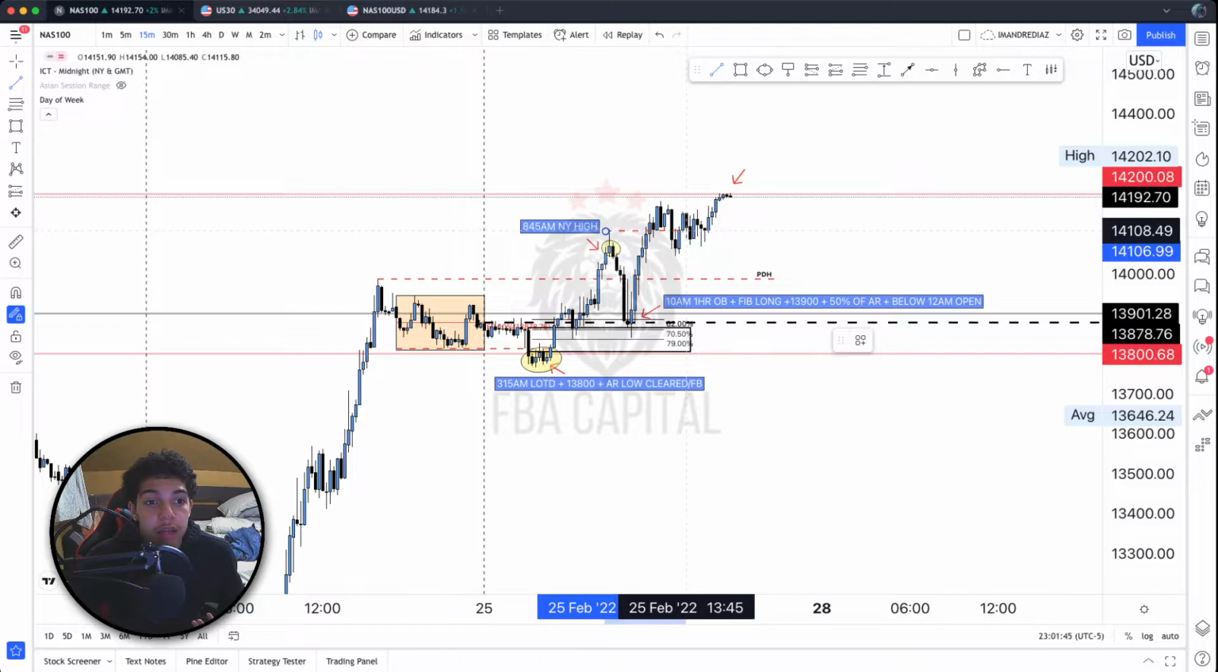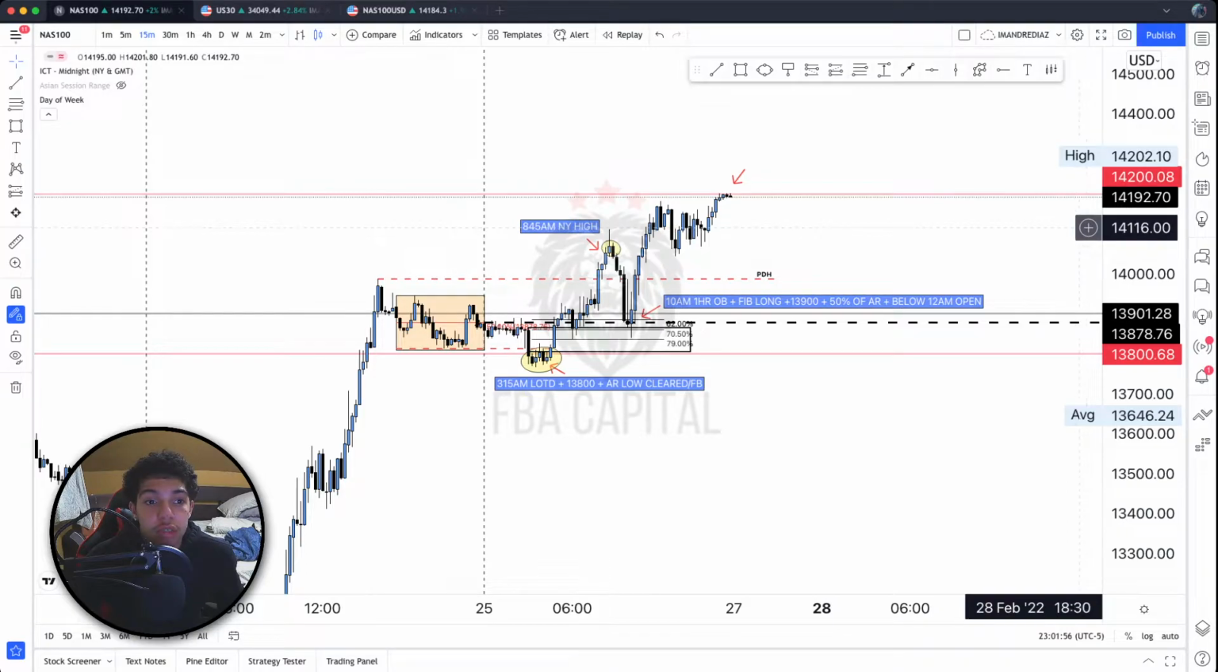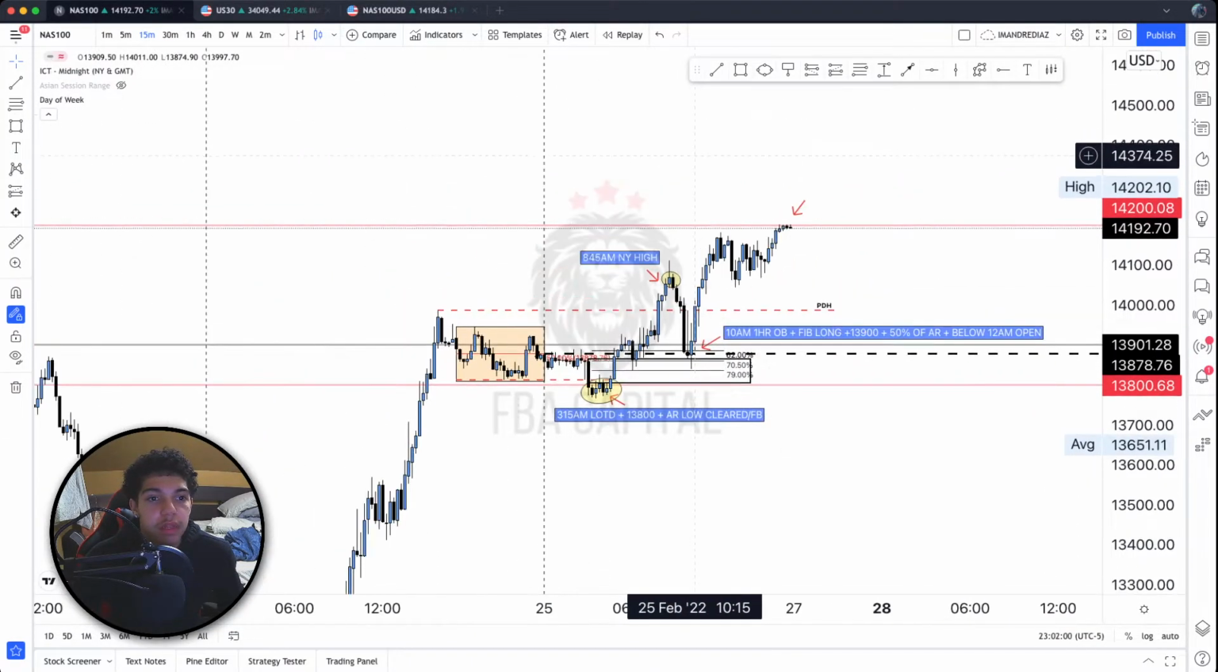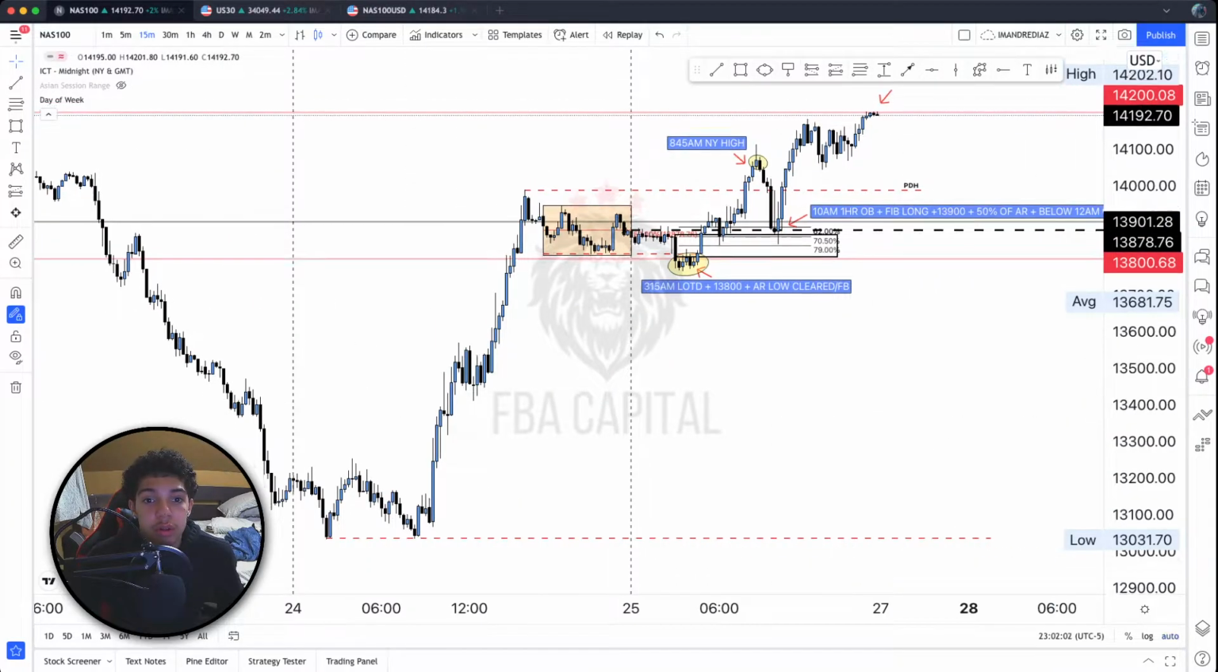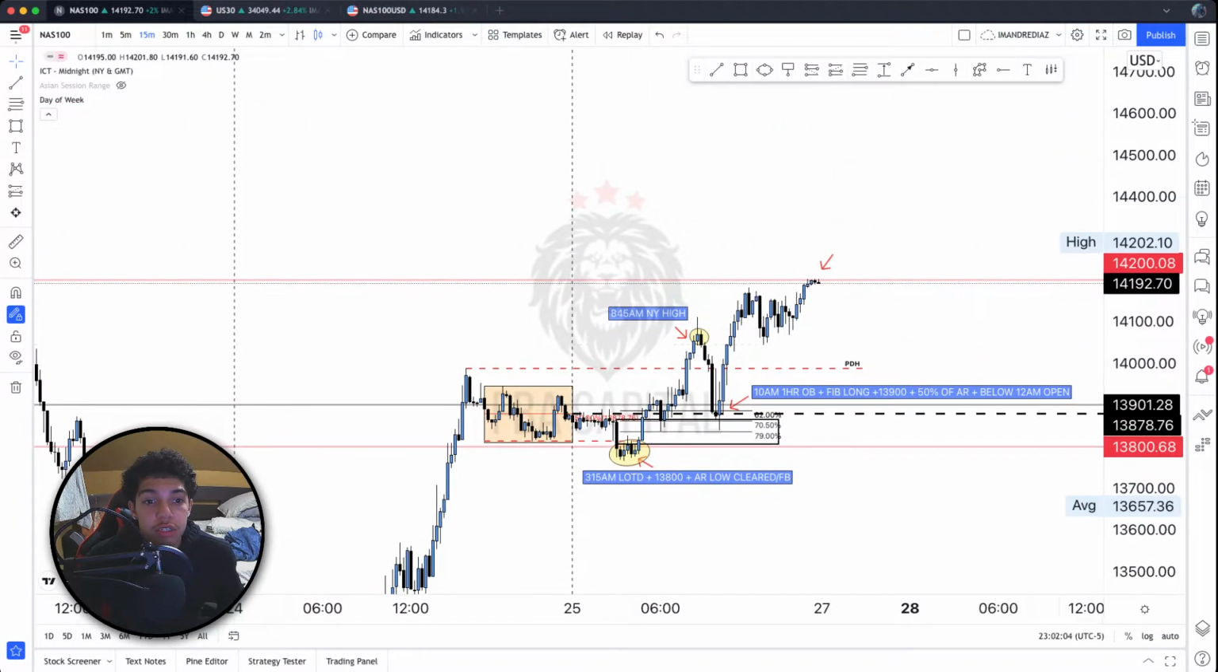Then what happened? We cleared the New York session high, which is an ideal target, which you could have ideally gotten out at. But if you didn't, you could have held to this big figure level, or you could have just held to 14,100, which is where this high is also. But nonetheless, now let's get the overall schematic of what happened. So this is what happened.